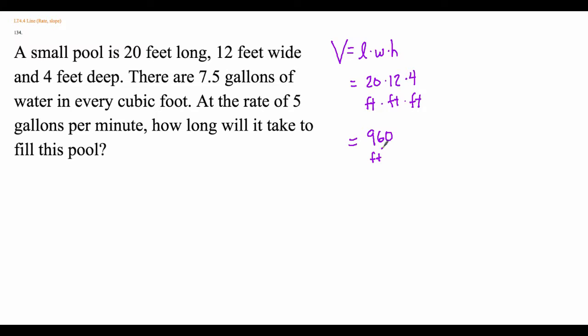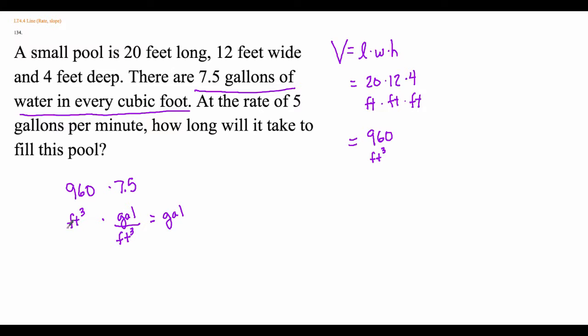Well, cubic feet is not going to help me when I'm filling it at 5 gallons a minute. I need to change that to gallons. So I'm going to take my 960 cubic feet and multiply it by 7.5 gallons per cubic foot. See, the cubic feet cancel and I'm left with gallons. So when I multiply this times 7.5, I'll get 7,200 gallons.